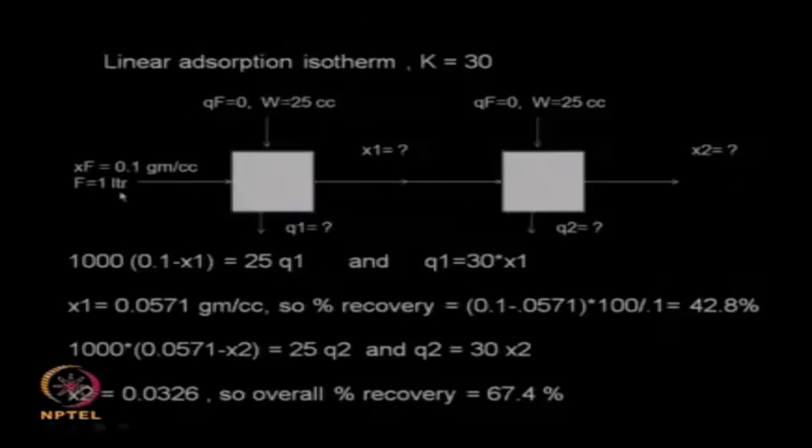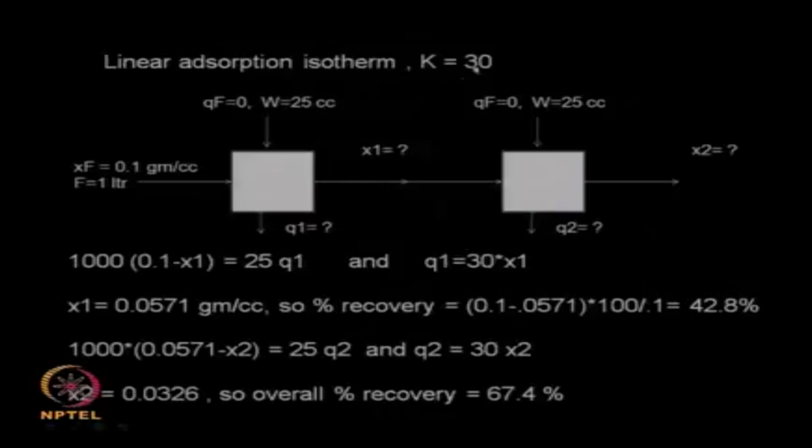We have 1 liter solution, so we convert that into cc. The feed is 0.1, and the concentration of the solute leaving will be unknown, x1, which is equal to 25, the quantity of the adsorbent you are adding. Here we are assuming 25 cc of the adsorbent, and normally you will be adding in grams, so you need to know the bulk density so that you can convert into volume as well.